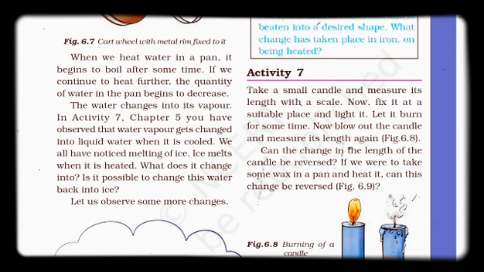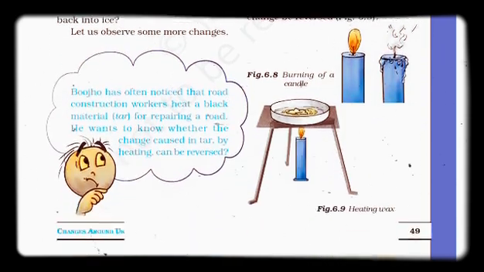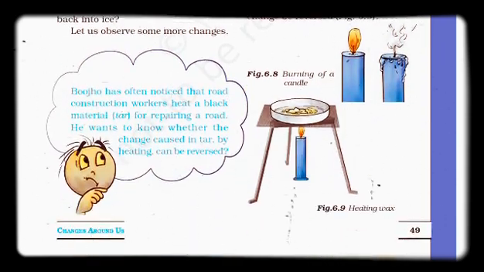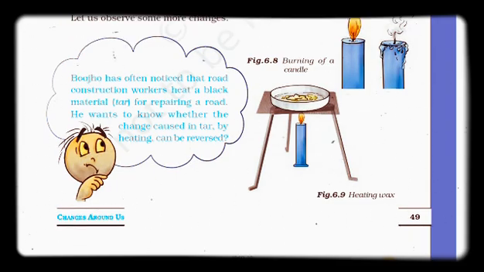We all have noticed melting of ice. Ice melts when it is heated. What does it change into? Is it possible to change this water back into ice? Let us observe some more changes. Buzo has often noticed that road construction workers heat a black material, tar, for repairing a road. He wants to know whether the change caused in tar by heating can be reversed.